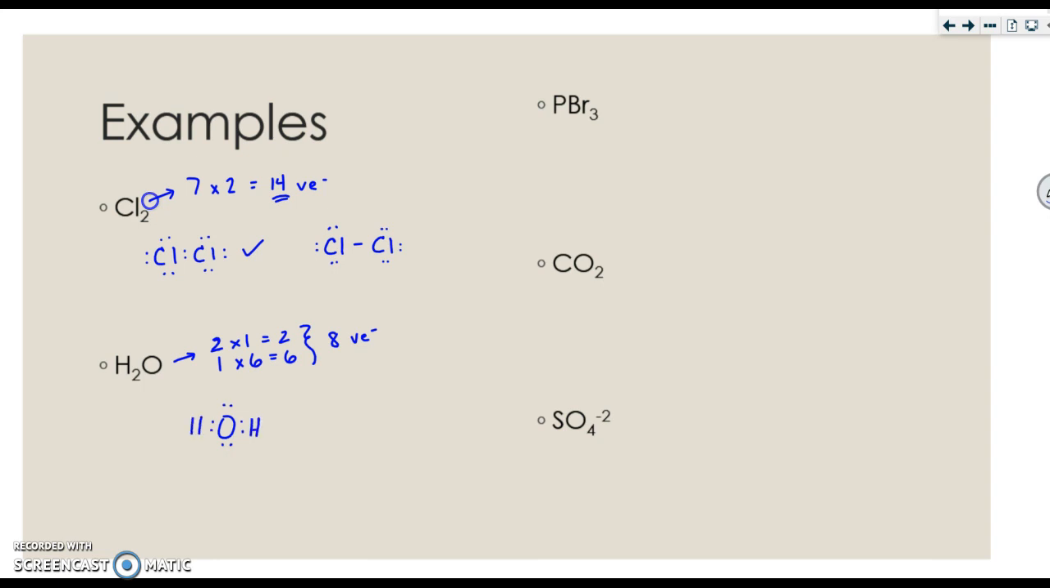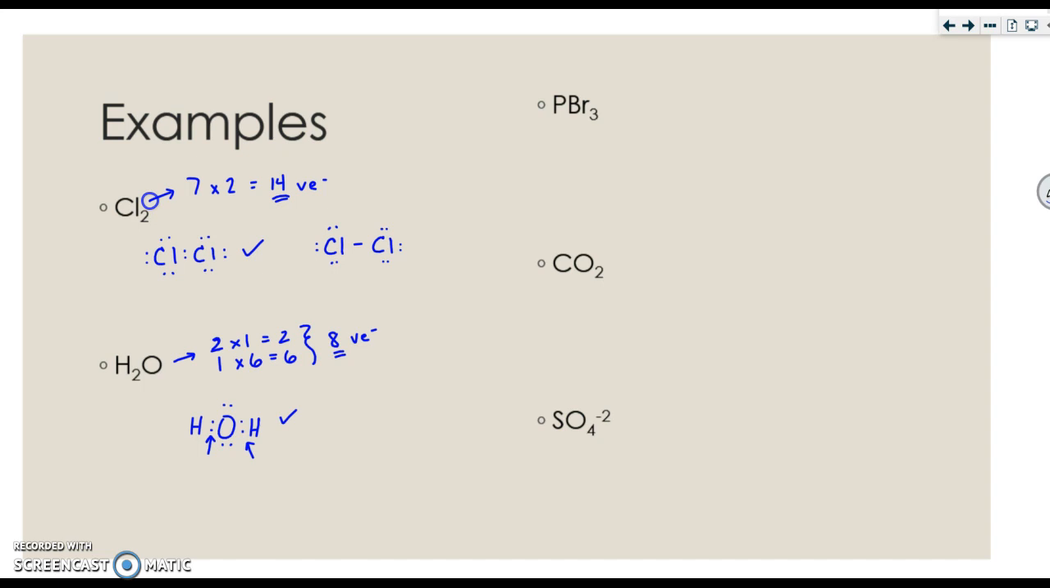At this time, it really doesn't matter where you put the H's. H does not want a full octet. It only wants to be in contact with 2 dots. As you can see in this model, it is. And then if I count up the total dots, I see that there are 8, which is exactly how many I want. So the structure is correct.